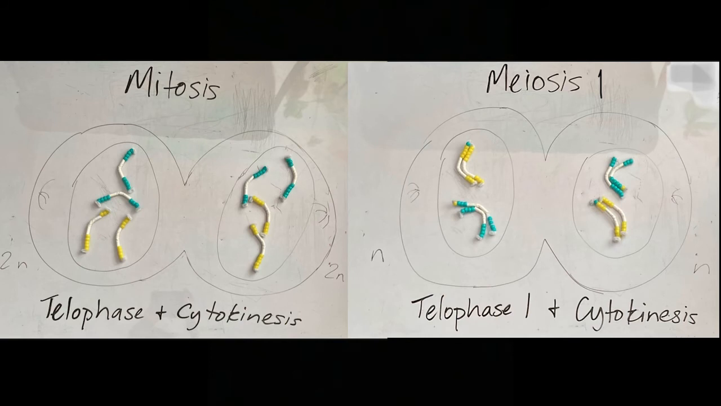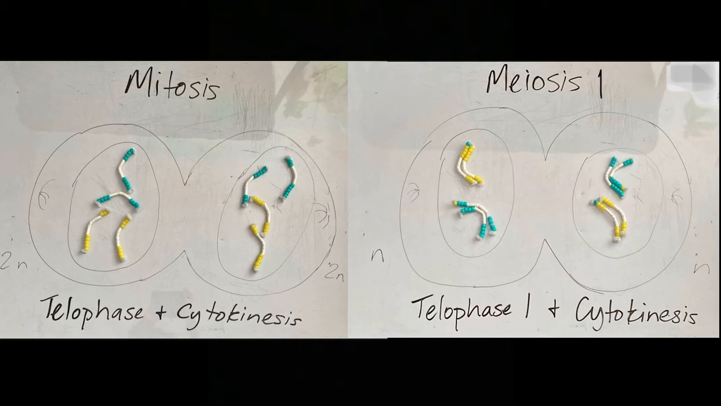In telophase and cytokinesis, the nuclear envelope reforms around the chromosomes and the cytoplasm divides, which is called cleaving. And it converts the elongated cell into two separate daughter cells. Telophase and cytokinesis mark the end of mitosis. So now at this point in mitosis, we have two diploid daughter cells that are genetically identical to both each other and the parent cell.